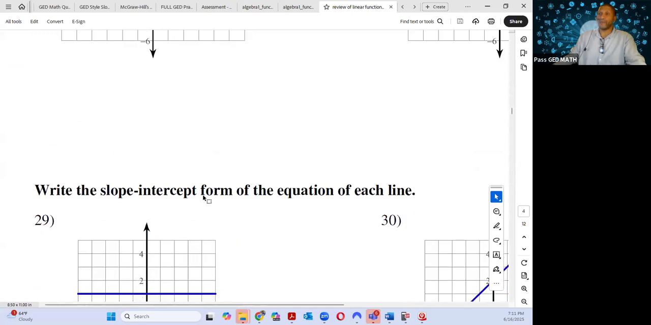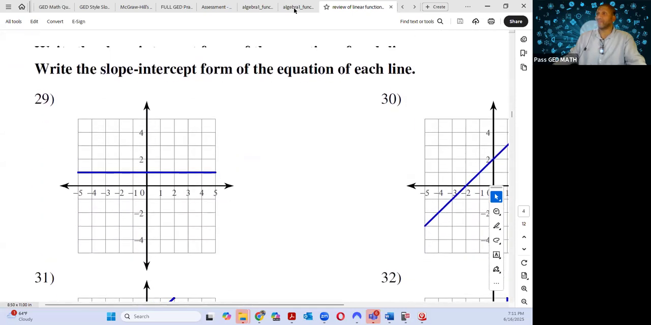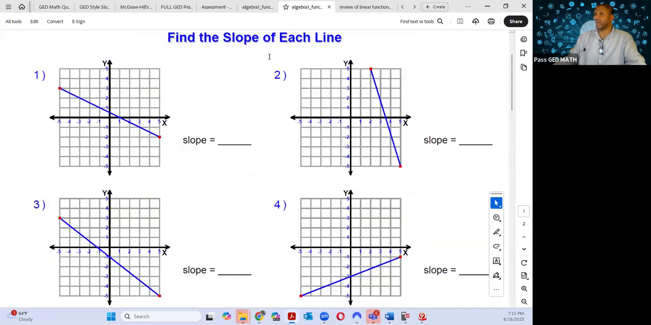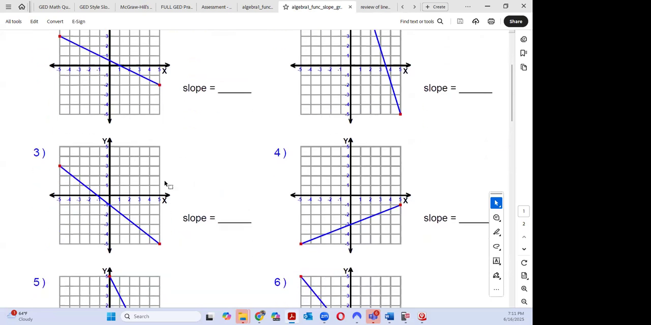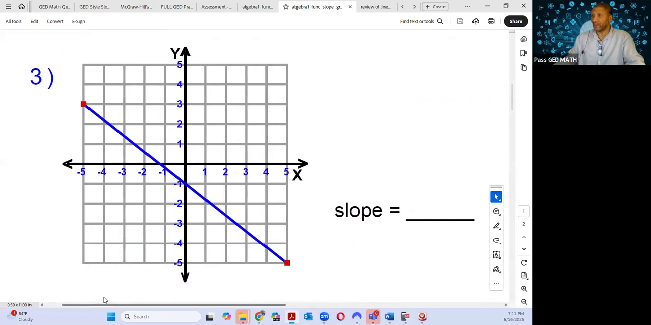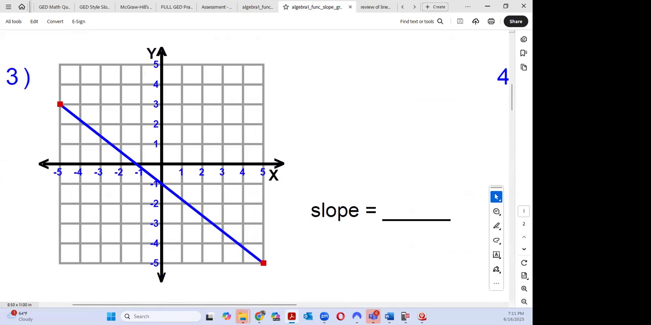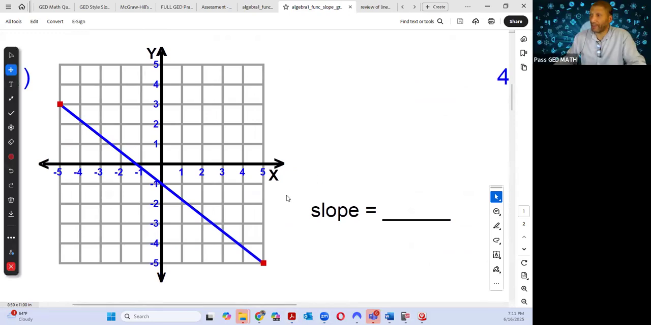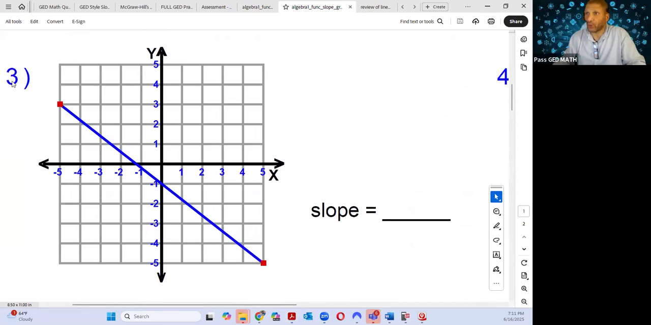Now, if you notice, all of these are related. All these concepts are related. So, watch now. Right now, they're asking for the slope. I'm going to change this a little bit. I'm also going to ask for the equation of the line.